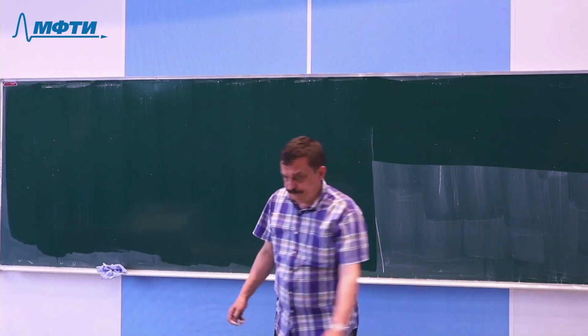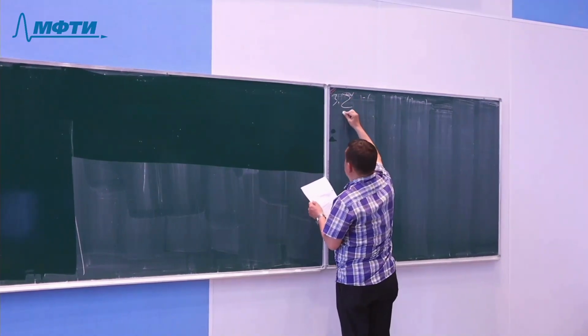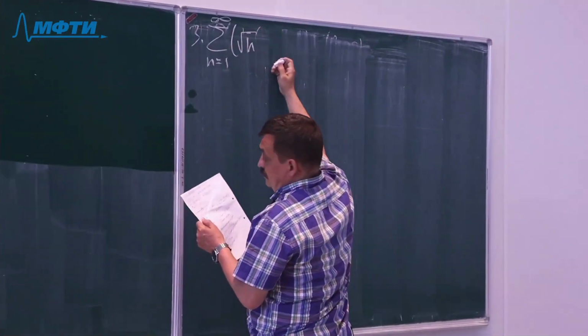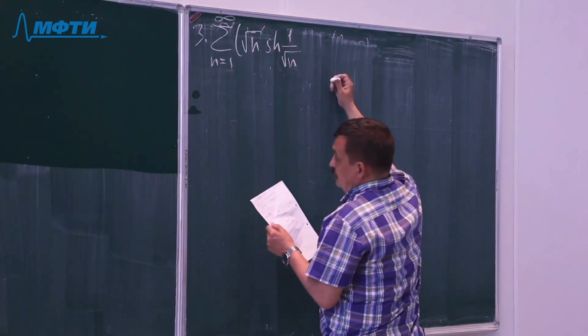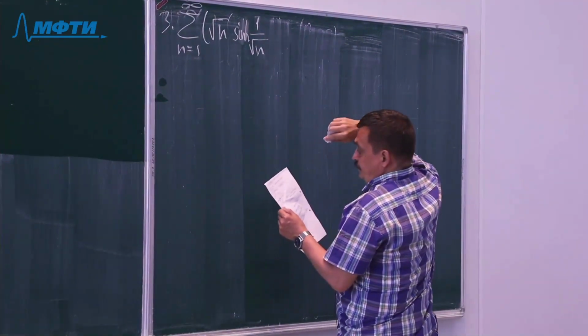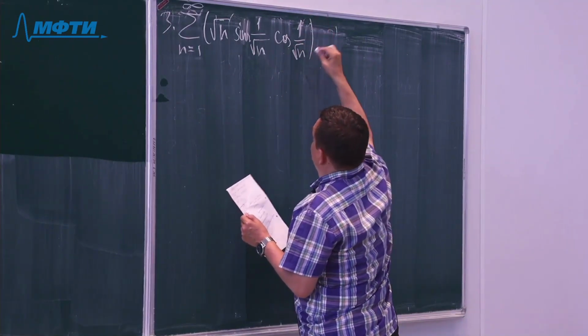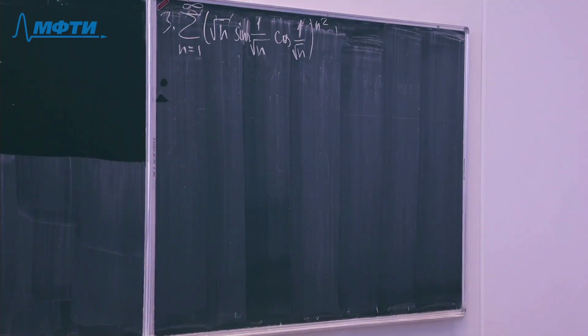Third question. The series is like that. Oh, sorry, sine hyperbolic here, cosine of 1 over square root of n, squared. We need to determine if it is convergent or divergent.